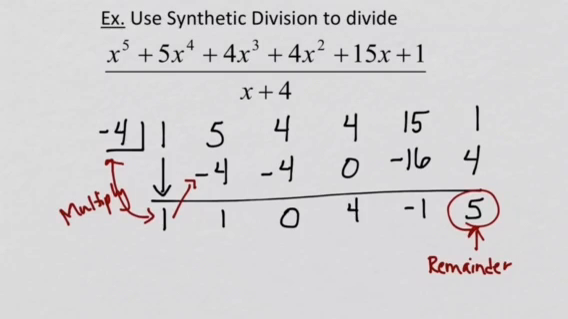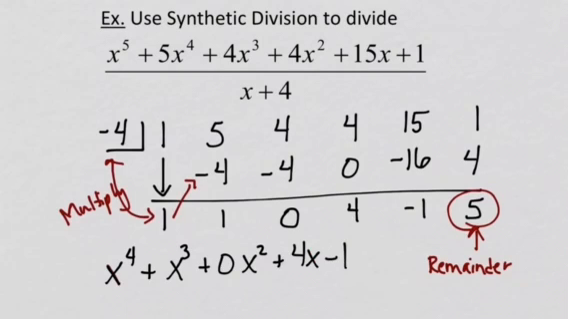So we're just going to write it as x to the 4th. Instead of 1x to the 4th, we'll just write x to the 4th. Then we go down, we have another 1, so we have plus x cubed. Then we have a 0, so plus 0x squared. A 4 gives us plus 4x. Minus 1, and then our remainder is positive, so plus 5 divided by x plus 4, the value that we were dividing by.